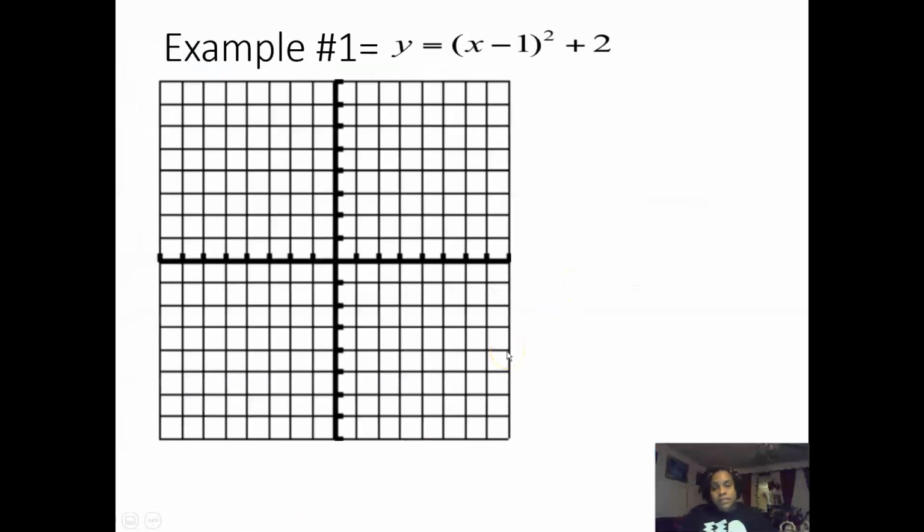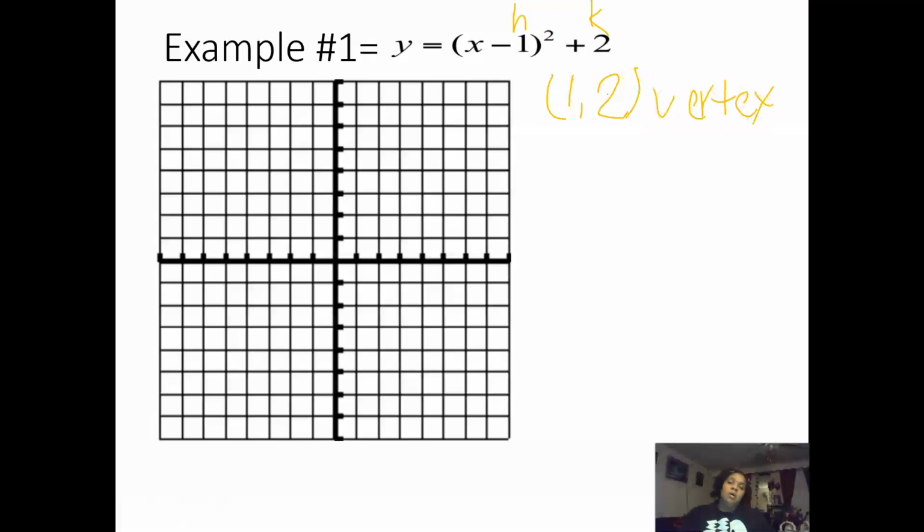Okay, so the first example we're going to look at, the first thing it says is find the vertex. The vertex is H and K. And once again, I like to label. So when you take H out to write it, it becomes positive. So it'll be positive 1 and 2. Okay? So this is our vertex.